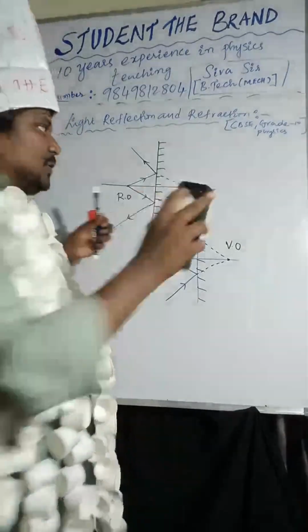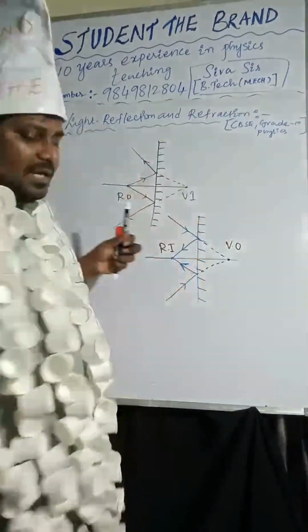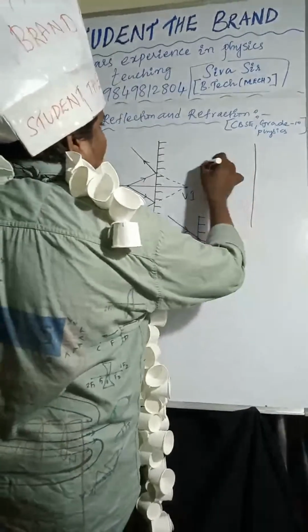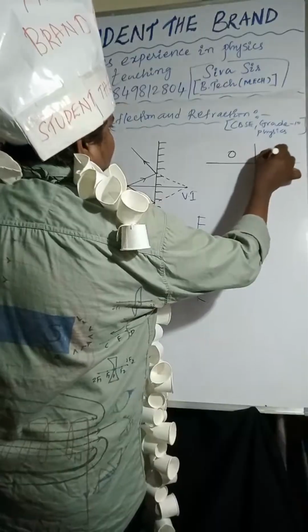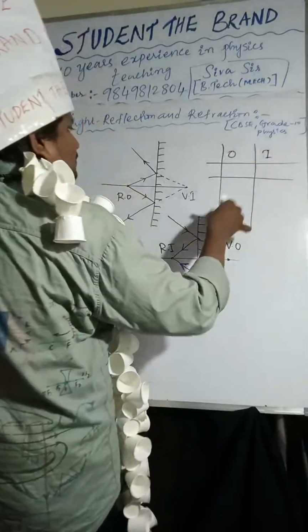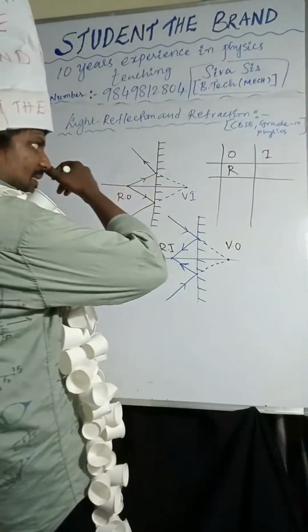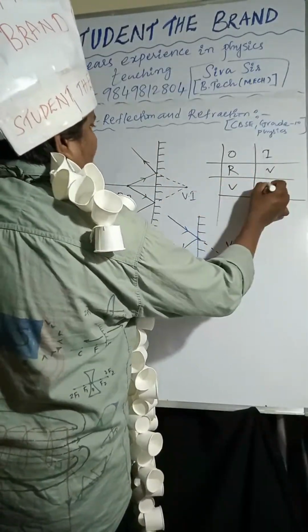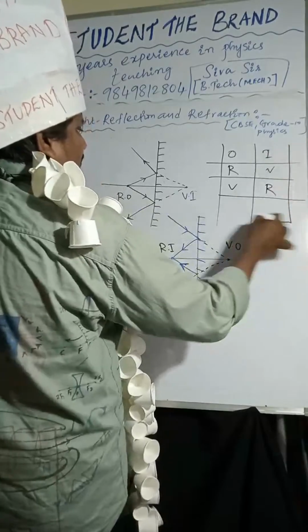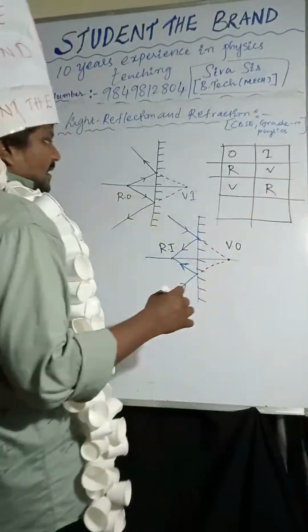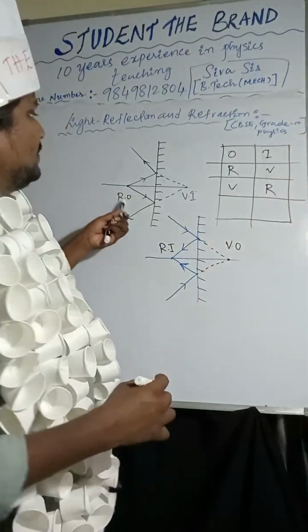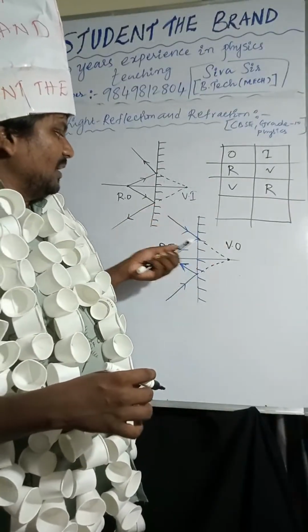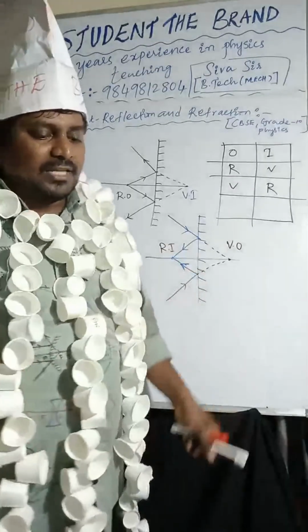Now you can observe in these two cases, I'm taking object and image. Object is real, image is virtual. Object is virtual, image is real. Once again, object is real, image is virtual. Object is virtual, image is real. Vice versa.